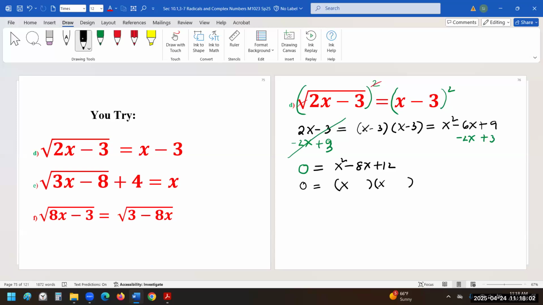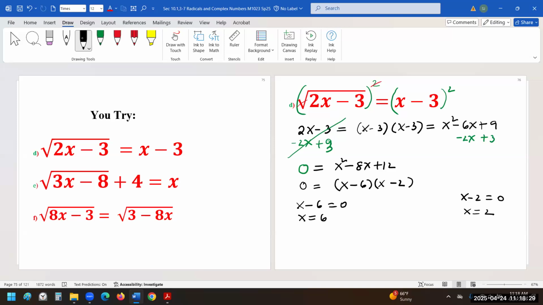Now, what two numbers multiply to 12 and combine to negative 8? Negative 6, negative 2. We are happy with the factors. So next step, we solve them. X minus 6 equals 0. X minus 2 equals 0. We add 6 to both sides, and we add 2 to both sides. That gives us x equals 6, x equals 2.